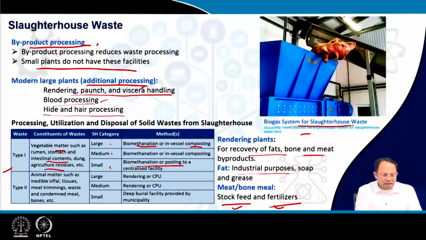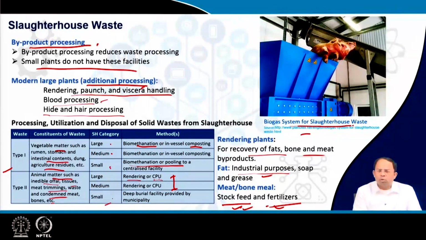The type 2 waste is animal matter such as inedible offal, tissues, meat trimmings, waste and condemned meat, bones, and so on. Either we can go for rendering, or we can go for a condensate unit. After the boiling happens in rendering, we can separate the fat, we can create feedstock, and then the rest of the matter is condensated, and the effluent which is generated has to be treated. This can be done for large and medium plants.